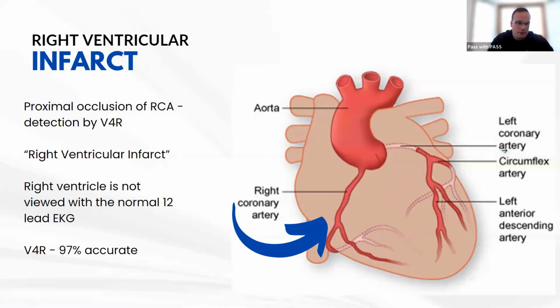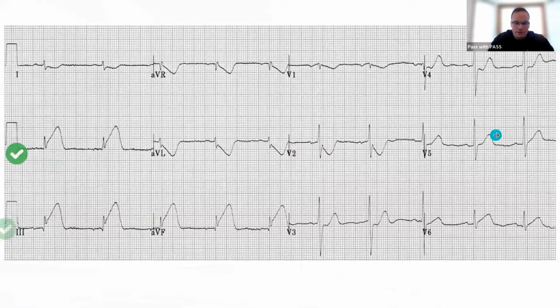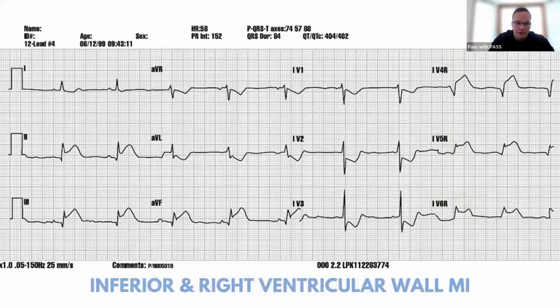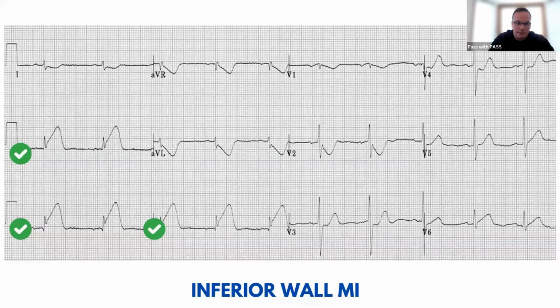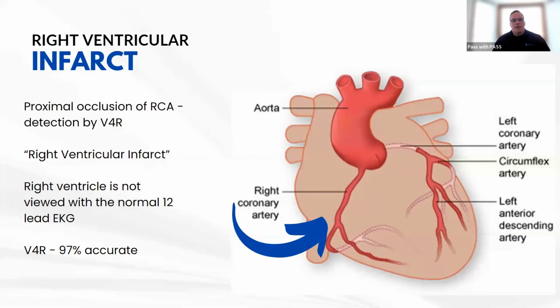So why is that important? We have always been told that if we have an inferior wall MI, move V4 to the right side and repeat it to determine whether we have a right ventricular infarct or not. This rings true for current protocols and for current national EMS education standards.